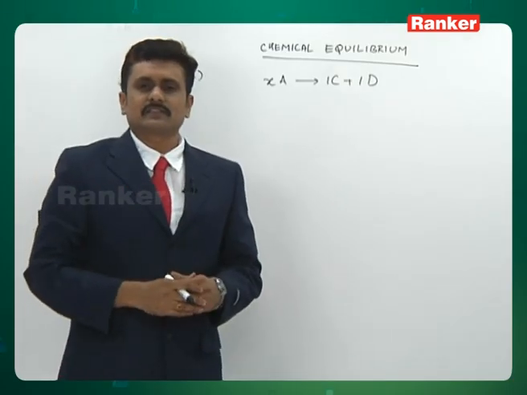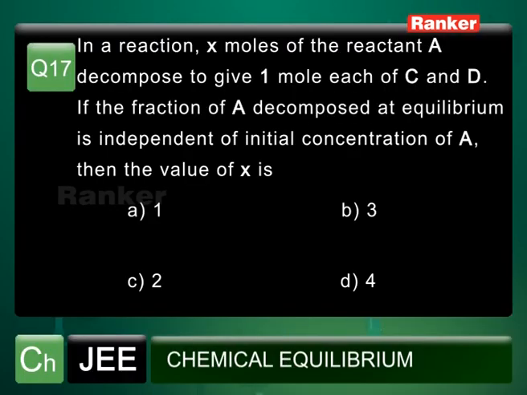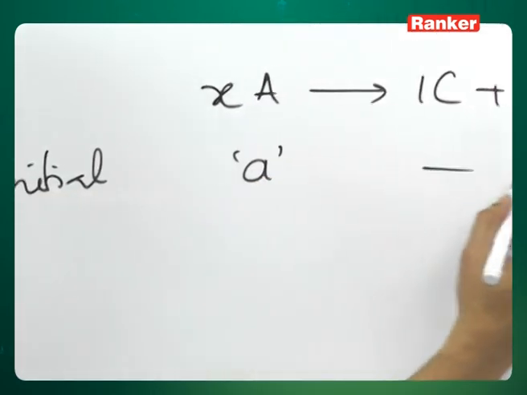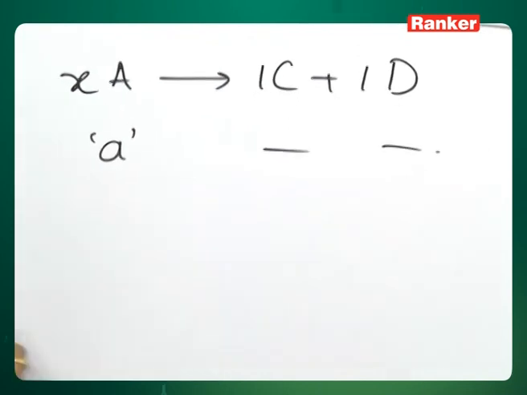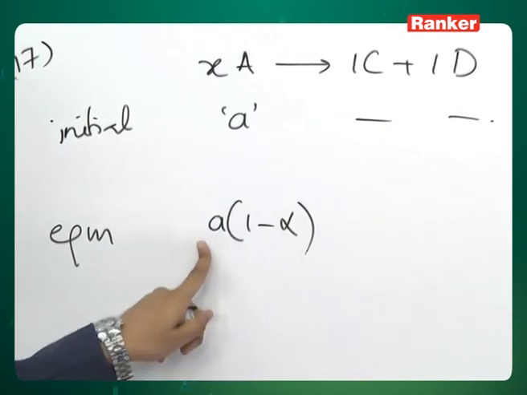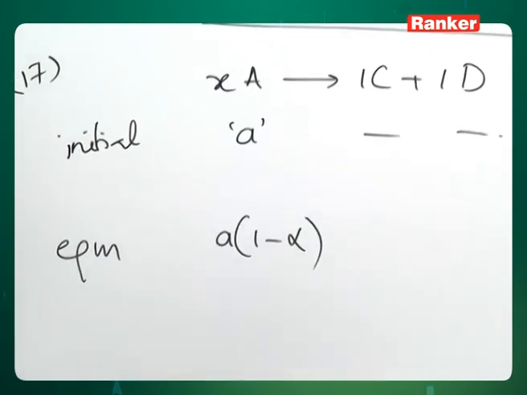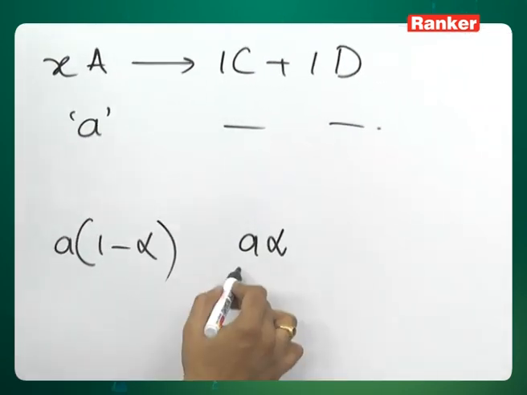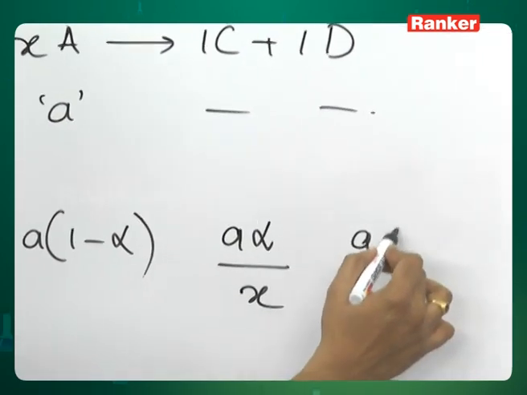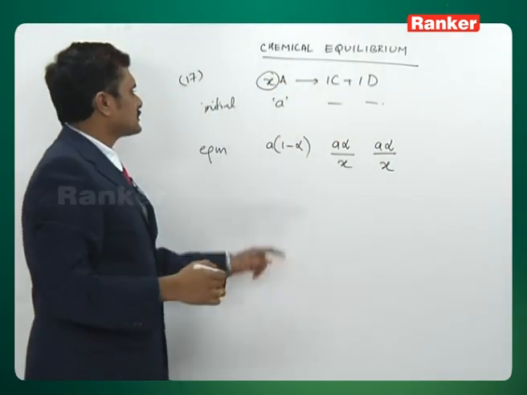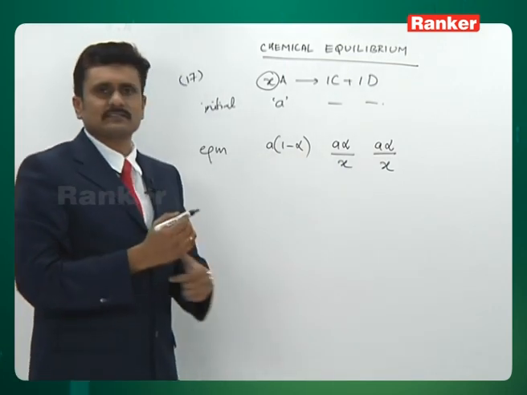Now for this reaction we have x moles of A giving rise to 1 mole of C and 1 mole of D. Let us assume that the initial concentration of A is some A, and at equilibrium suppose alpha moles are dissociated, then degree of dissociation is alpha, then the remaining concentration of A is A into 1 minus alpha, and the moles of C and D are obtained to be A alpha upon x and A alpha upon x as well, because you can see for every x mole, 1 mole of C is produced, for every x mole A alpha by x will be produced.